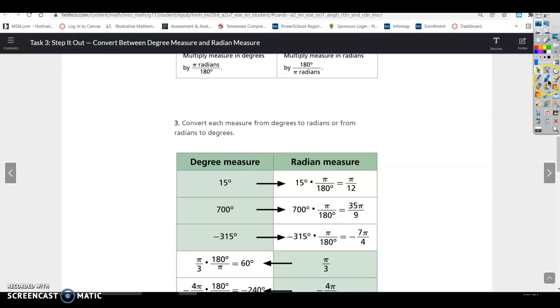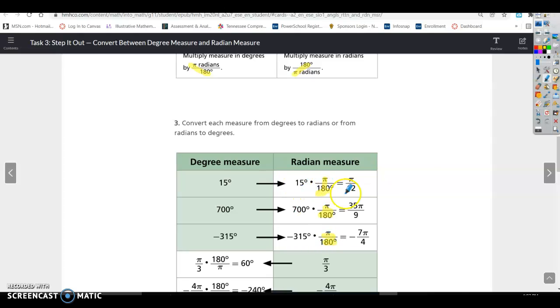And I use a little trick: do I need pi or am I getting rid of pi? That's how I determine which way. It's very easy to remember. So pi over 180 or 180 over pi. If I'm going from degrees to radians, I need to add pi. You can see right here, going from degrees to radians, I'll multiply by pi over 180.